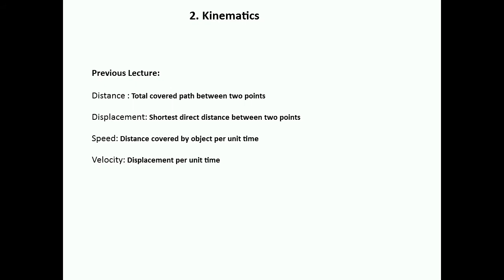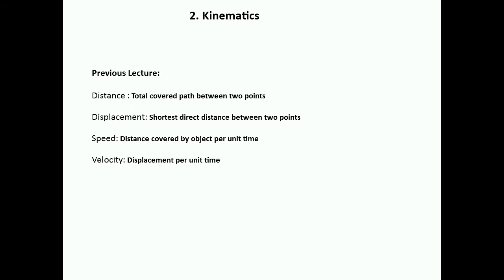Next is speed. Speed is defined as the distance covered by an object per unit time. You can say distance covered by the object divided by time. It is a scalar quantity because it depends on distance, and its unit is meter per second or kilometer per hour. The next definition we have already discussed is velocity, which can be defined as displacement per unit time. You can also say displacement divided by time.